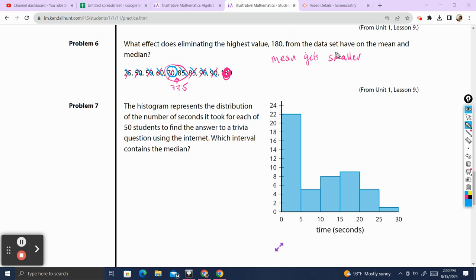And I know that you already know how to find the mean. So if you want to calculate both means to see what happens, I recommend you pause this video now and go ahead and do that. All right, next question.